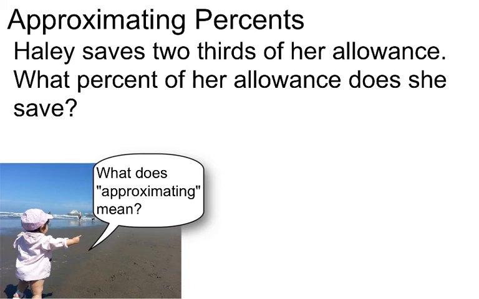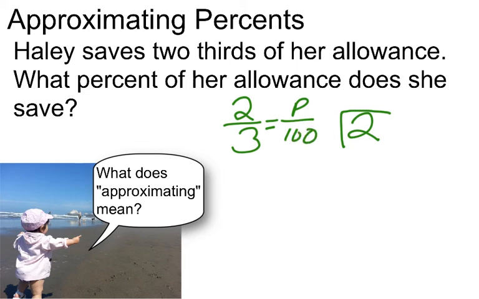Now let's look at when we need to approximate percents. Haley saves 2/3 of her allowance. What percent of her allowance does she save? So we have the fraction 2/3, and we need to associate that with a percent. When we find a percent, instead of saying it's a percent over 100, like we did in the previous tutorials, there's another way we can do it. We can turn it into a decimal as well.